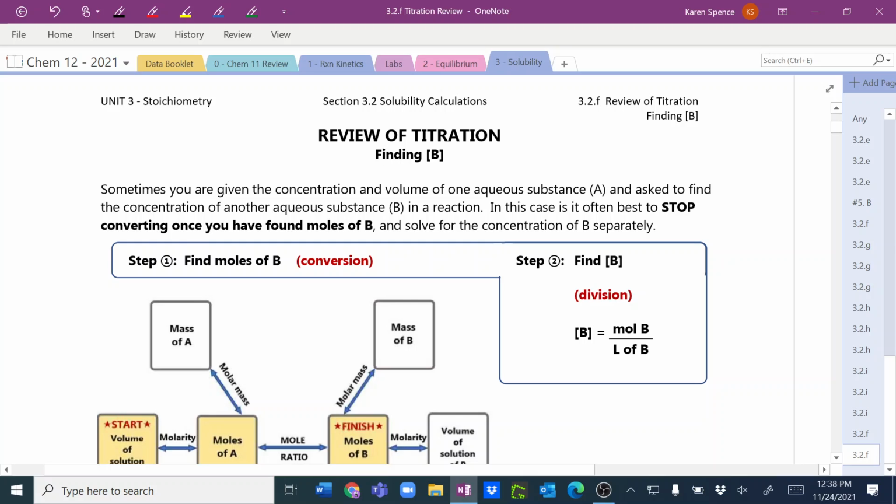So this is 3.2F. If you don't have 3.2F yet, come and grab one. You should have gotten it last day, but if you did not, please make sure you get one. And this is on page 76.